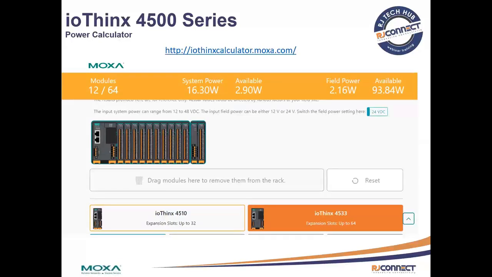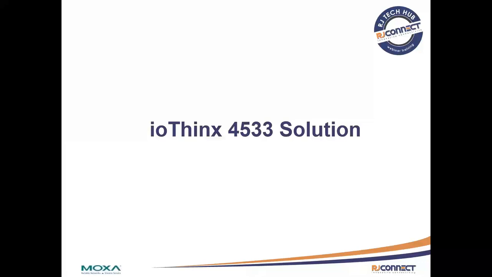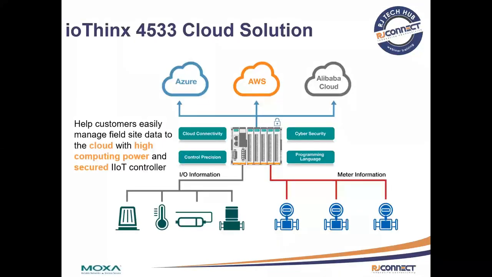Okay, that's it for the power calculator. Let's continue to the ioThinx 4533 solution. The ioThinx 4533 has built-in Azure, AWS, which is Amazon Web Services, and Alibaba Cloud SDKs, and an OPC UA library. Its value proposition is to help customers easily manage field site data in the cloud with high computing power and a secure IoT controller.